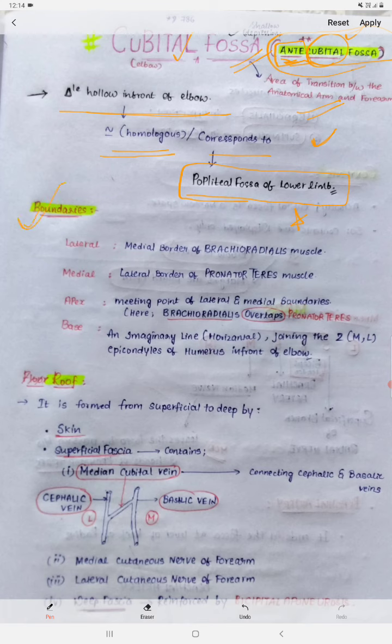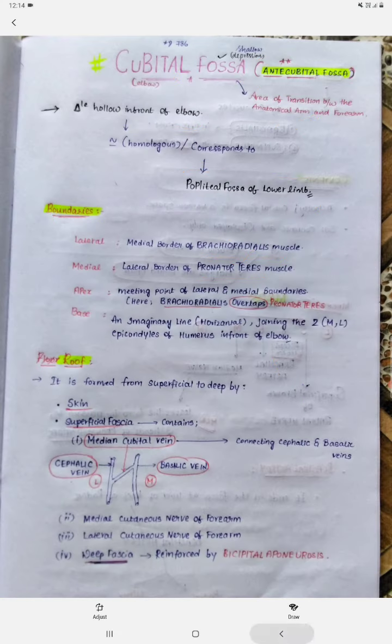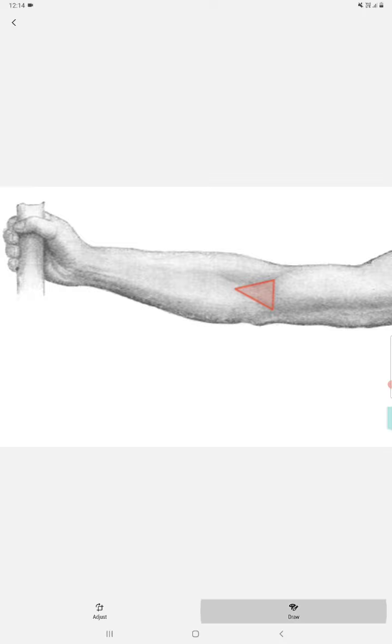And coming to the boundaries, what are the boundaries of the cubital fossa? The cubital fossa is a shallow depression, we have already seen. So what are its boundaries? Let us see. We have two muscles bounding each side, the lateral and the medial side. On the lateral side we have the brachioradialis muscle, and on the medial side we have the pronator teres muscle. And we can see this in the picture clearly, right? I'll show a picture. Yes, this is the cubital fossa, otherwise called the antecubital fossa.